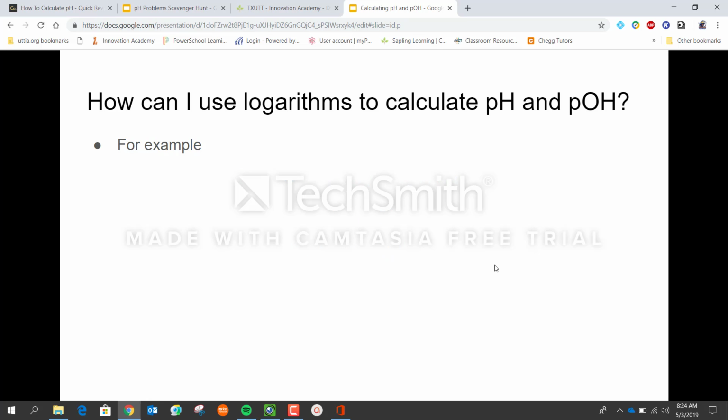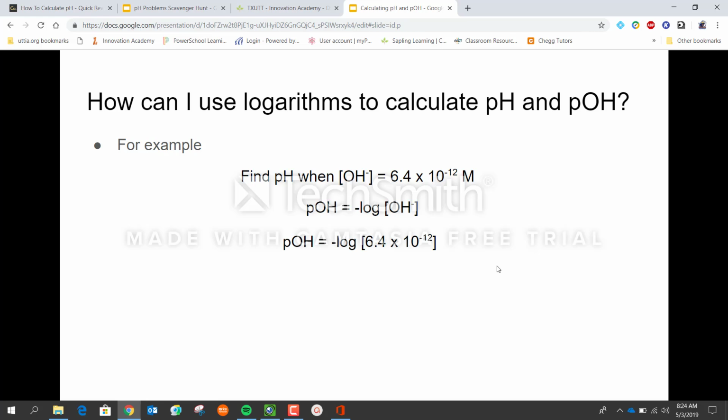Now what if they don't give you the number of hydrogen ions and they give you the number of hydroxide ions instead? Find pH when hydroxide concentration is equal to 6.4 times 10 to the negative 12 molar. Well, now we need to use the pOH formula, which again is the negative log of the hydroxide ion concentration. So substitute your number in there. pOH equals negative log of 6.4 times 10 to the negative 12 power. Punch that into your calculator and press enter and you get a pOH of 11.19.